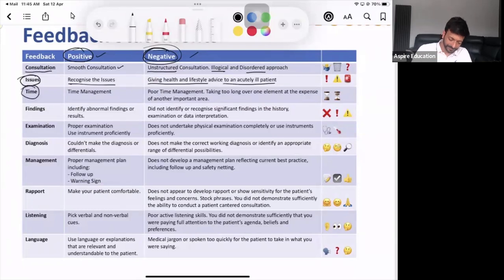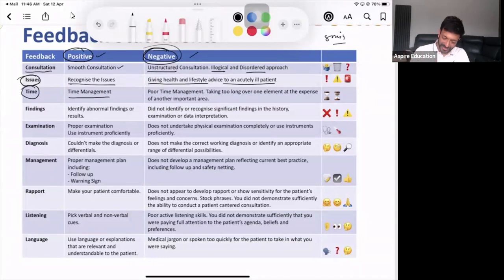Another is time management. You know how much time you have got. You have got in total 8 minutes. So how are you going to divide it into data gathering, your management skills, and then IPS? IPS is how you make the patient comfortable, how you are talking to the patient. So how much time for data gathering, and how much time for management? That's a big challenge.